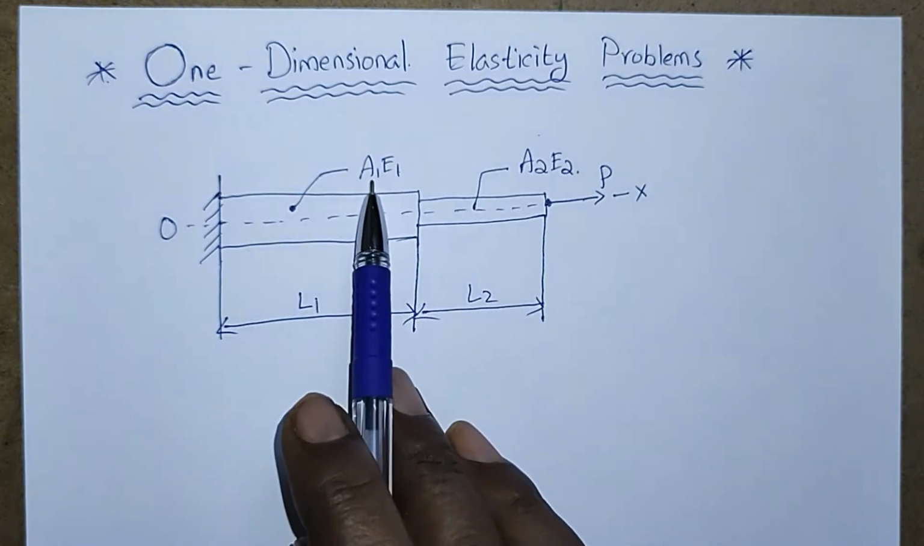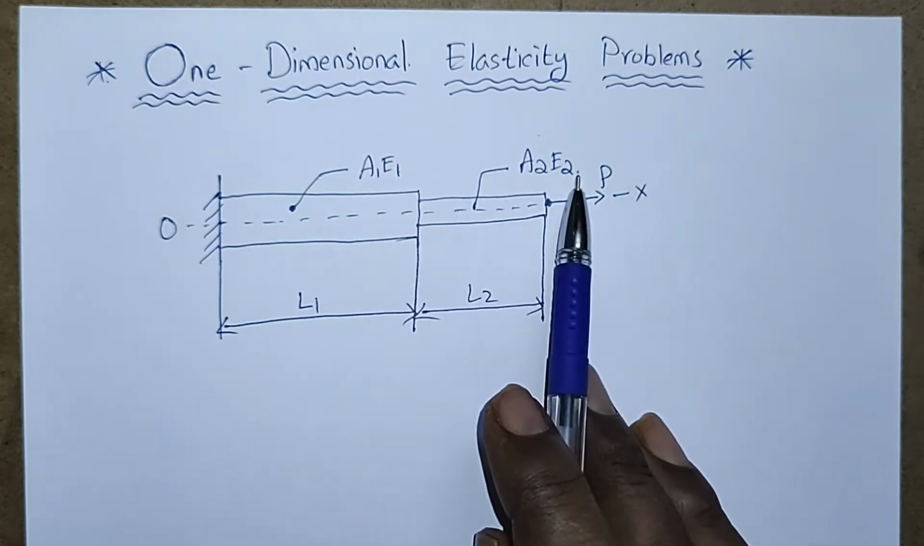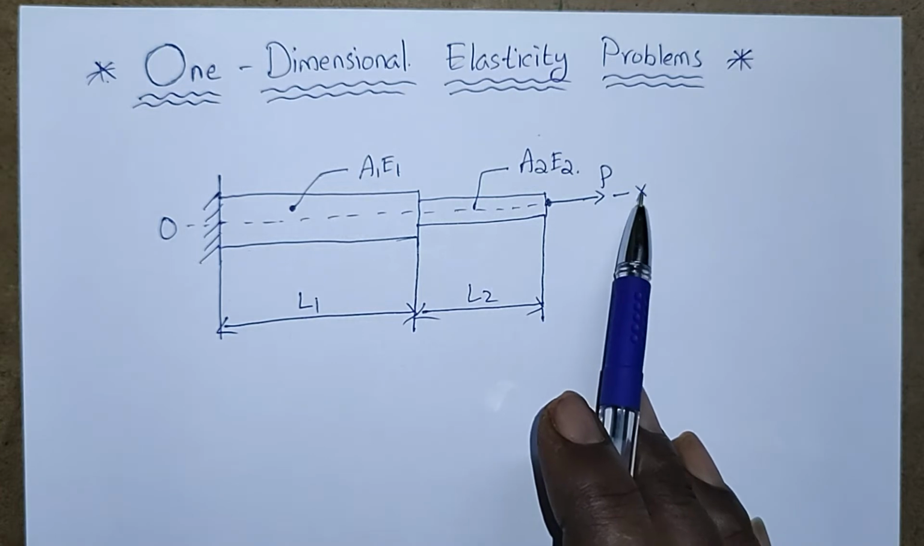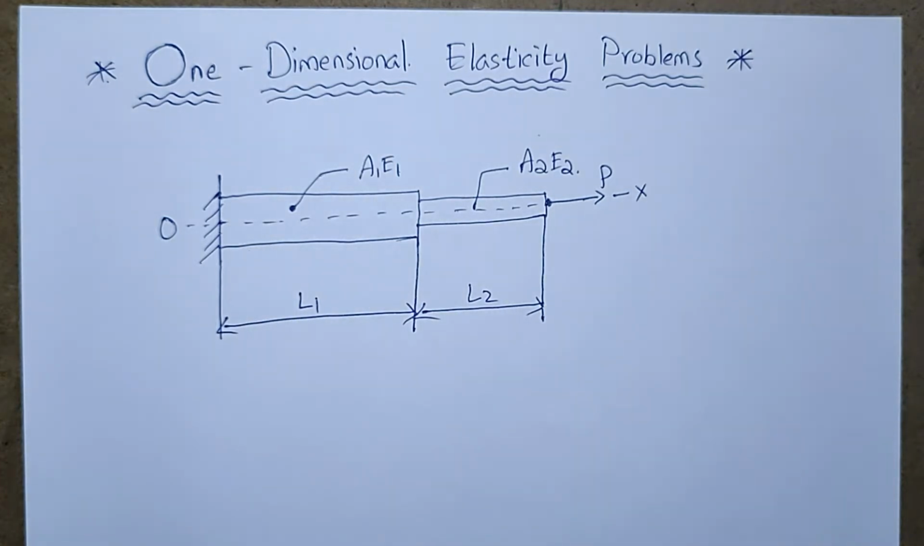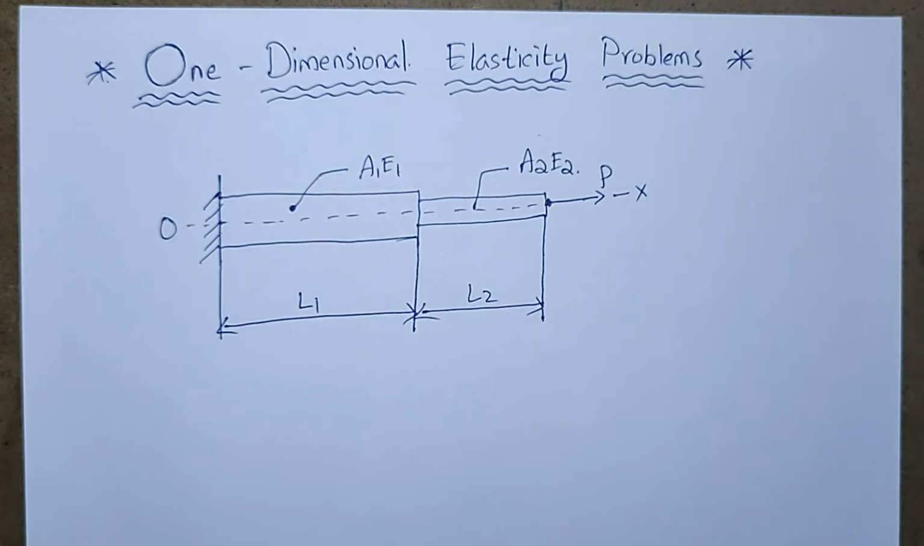As I told you, this is area 1, area 2, modulus of elasticity 1 and modulus of elasticity 2, length 1 and length 2, and P is the point load. So the entire diagram is a stepped bar subject to axial load P. First thing is we have to understand the diagram. Until and unless we understand the diagram, we cannot go for the solution. Understanding the diagram means we have to read the question properly, then only we can go for the solution.